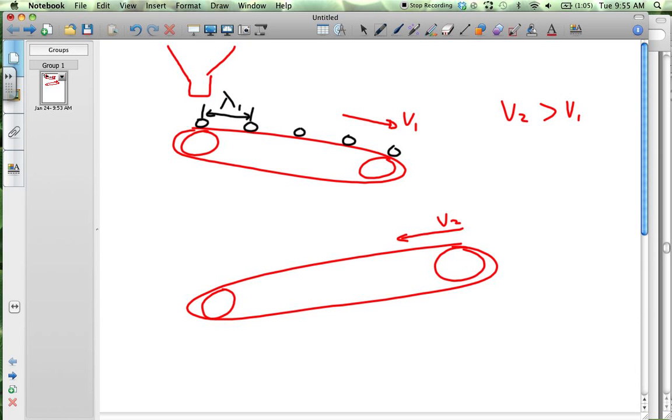Now, as it drops on this conveyor belt, this one's going faster. What's going to happen to the spacing? We would imagine that the spacing here is going to be larger, will it not? Because this is going faster, so it drops down and it moves further. But this is a constant velocity, so it's coming off equally spaced. So these should also be equally spaced, and this we'll call lambda 2.